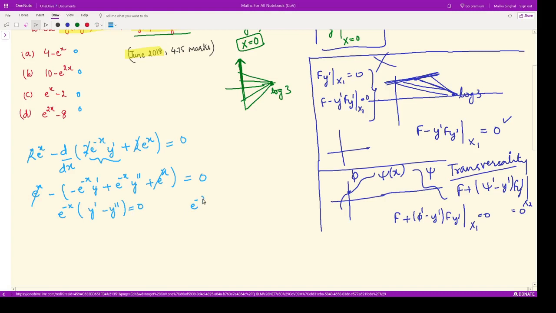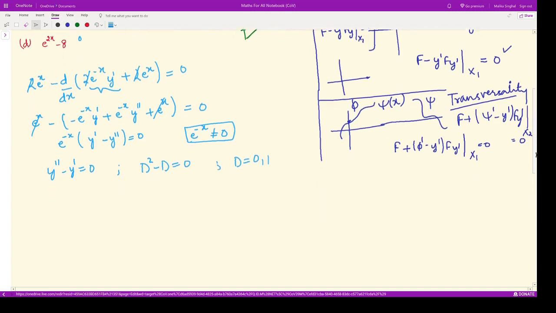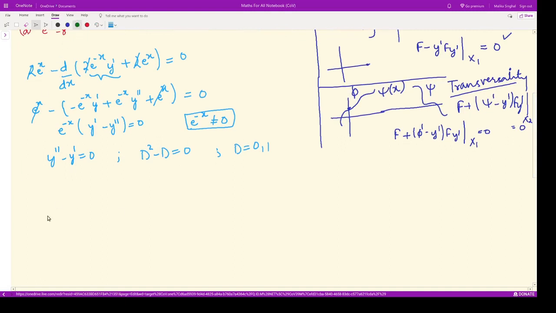Now you can say that e to the power minus x, whatever is the power of e, this cannot be 0 because we know the exponential function is never 0. So we have y double dash minus y dash is 0. In operator form, we can write this equation as D square minus D is equivalent to 0. This gives us D is equal to 0 and 1. So the corresponding function y in this case would be y of x equals c1 plus c2 e to the power x.